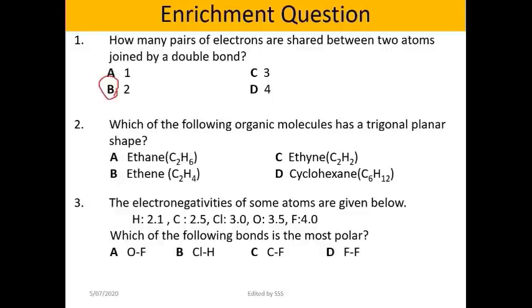Which of the following organic molecules has a trigonal planar shape? Trigonal planar shape consists of three electron pairs. So I'll give you a clue. To answer this question, the first step is you need to draw its molecular shape. And from here, you know which one represents trigonal planar.